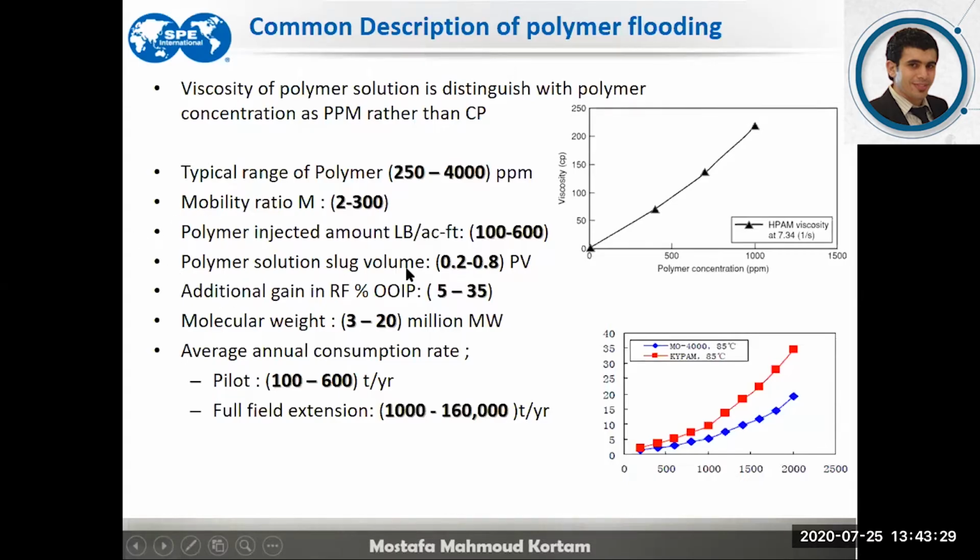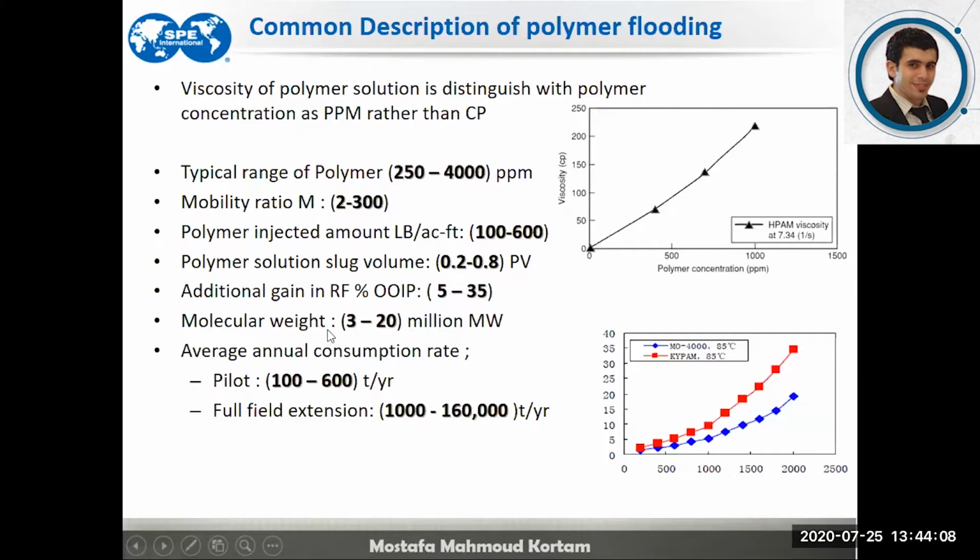The polymer solution slug volume. Now we are talking about the polymer slug volume, aside from how much ppm is being used. It is either 0.2 to 0.8 of the bulk volume. So most of the operators are working within this range. The additional gain on the recovery factor as original oil in place varies from 5 to 35 percent, depending on how much polymer is being injected, and also on the efficiency of the polymer itself. And the proper design of the polymer can also maximize and lead to a greater recovery of original oil in place, as we are going to discuss.